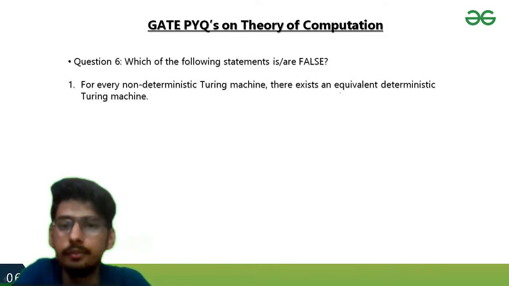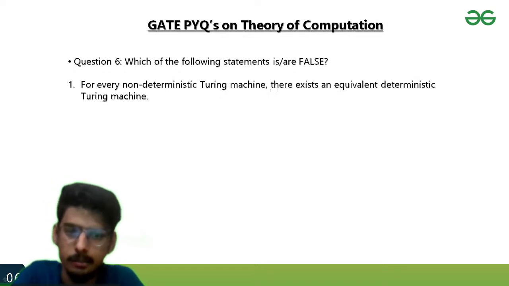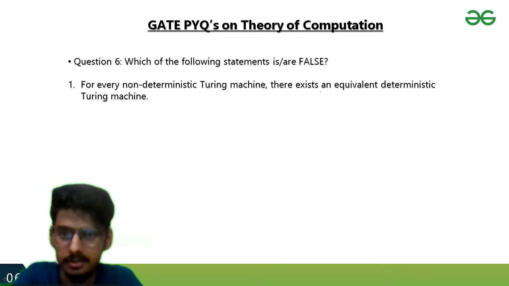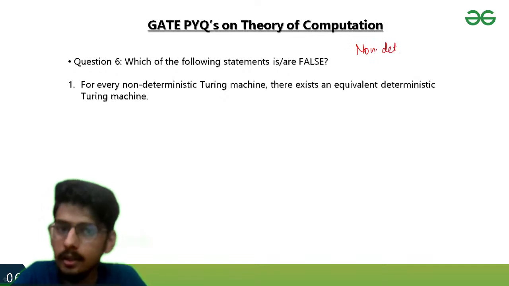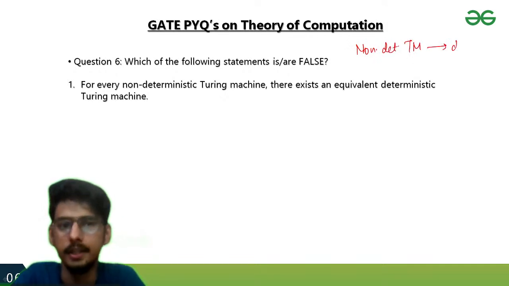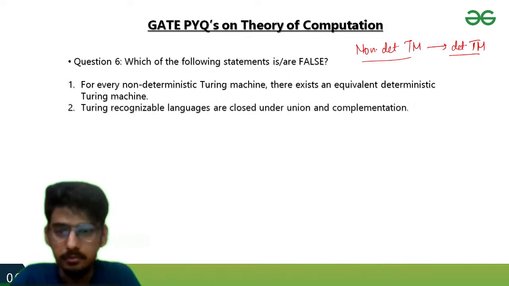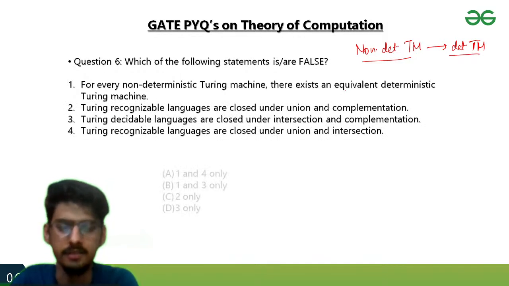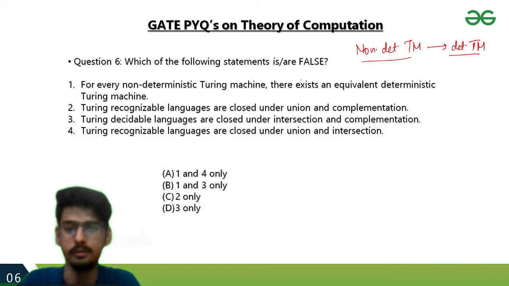Now, which one of the following statements is false? The first is saying that for every non-deterministic Turing machine there exists an equivalent deterministic Turing machine. This is correct. Why? Because every non-deterministic Turing machine can be converted into a deterministic Turing machine, and that is the reason they are both equivalent in power. The second option says that Turing recognizable languages are closed under union and complementation. Let's have a look at all the options which are given. We have to tell which one of the following is false.